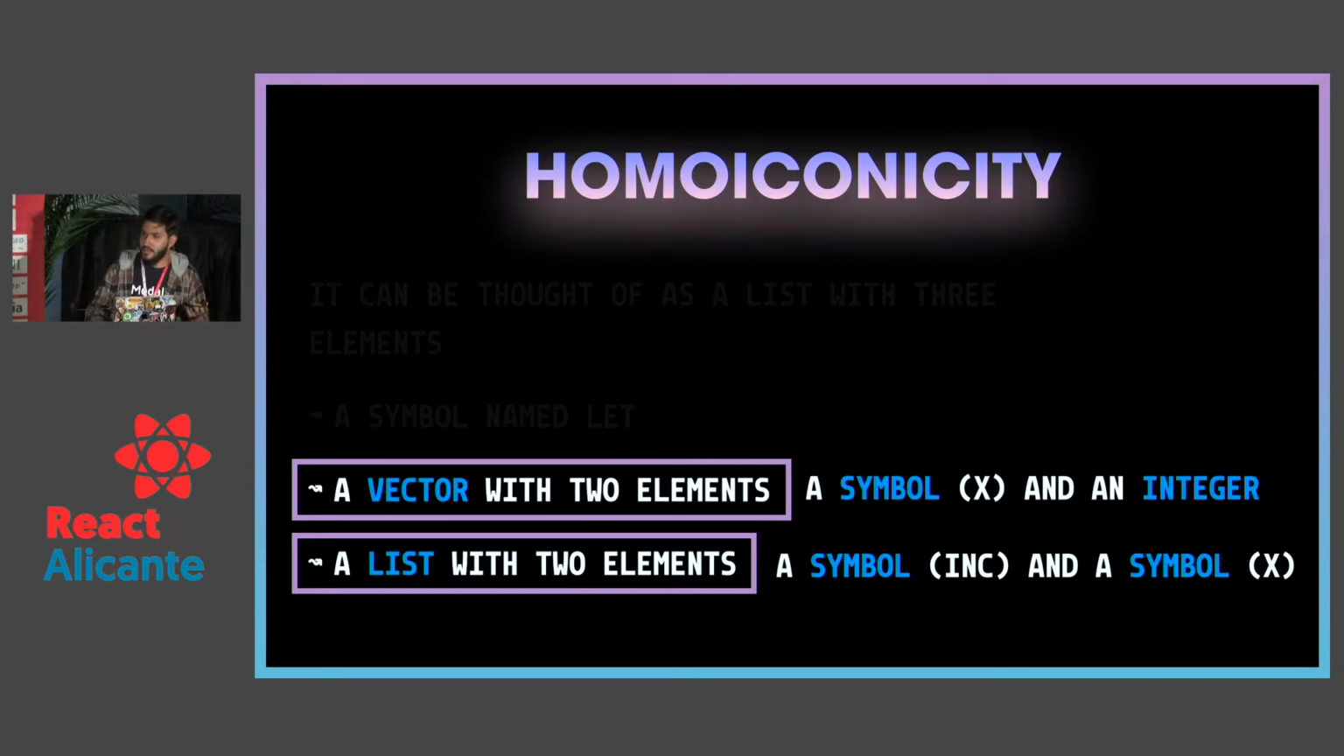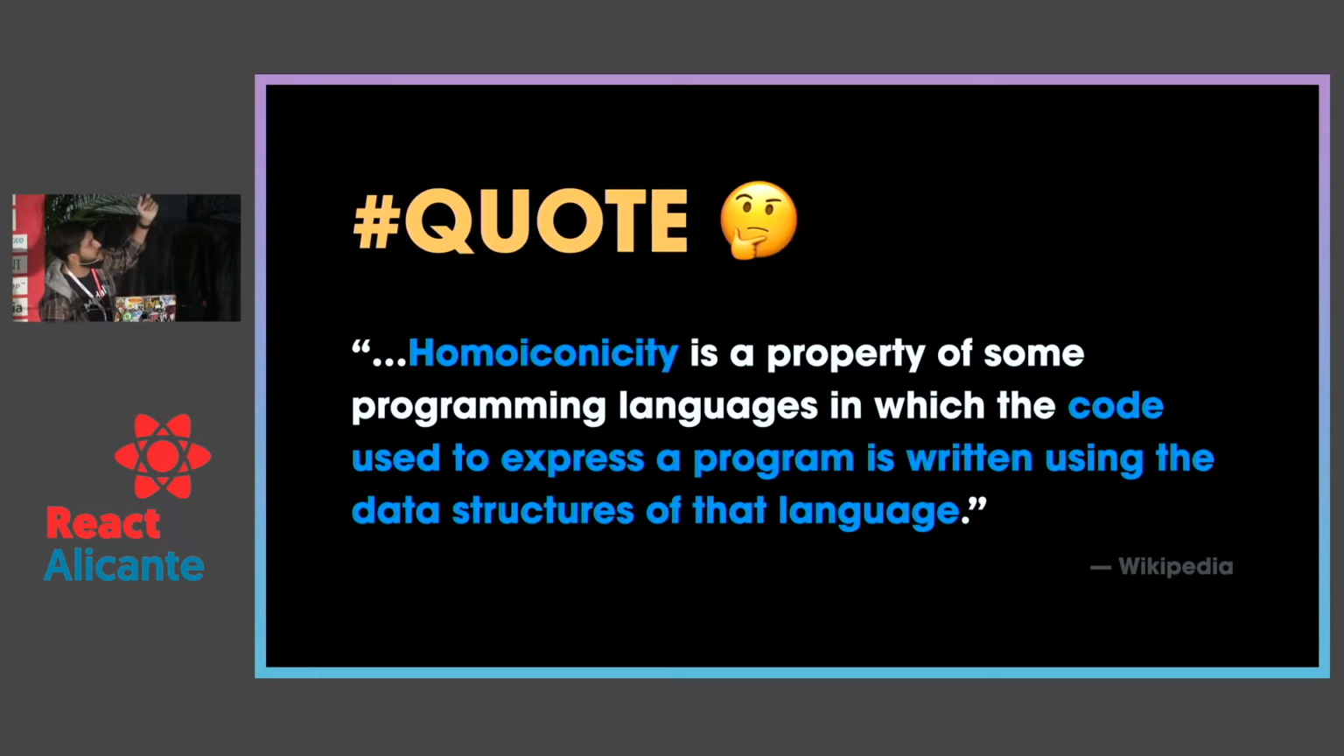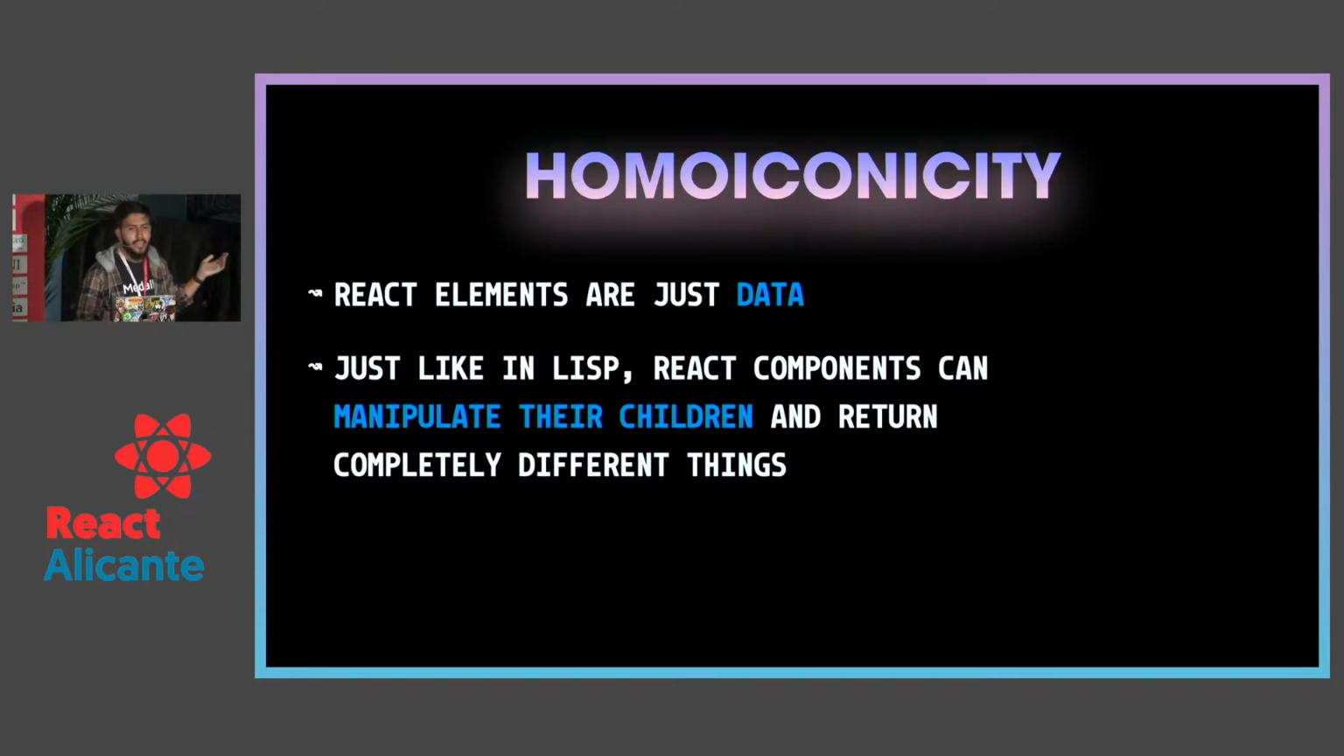And why I'm showing Clojure, basically because I wanted to get to this concept. I got it from Wikipedia. Homogeneity is this property of programming languages in which the code used to express the program is written using the data structures of that language. So it's like as you're coding, you're basically handling the AST of the language itself. And what does it have to do with React? Because we just saw that React elements are just data. So just like we would do in Lisp or any other Lisp-like language, our components can be used to manipulate their children and return something else.